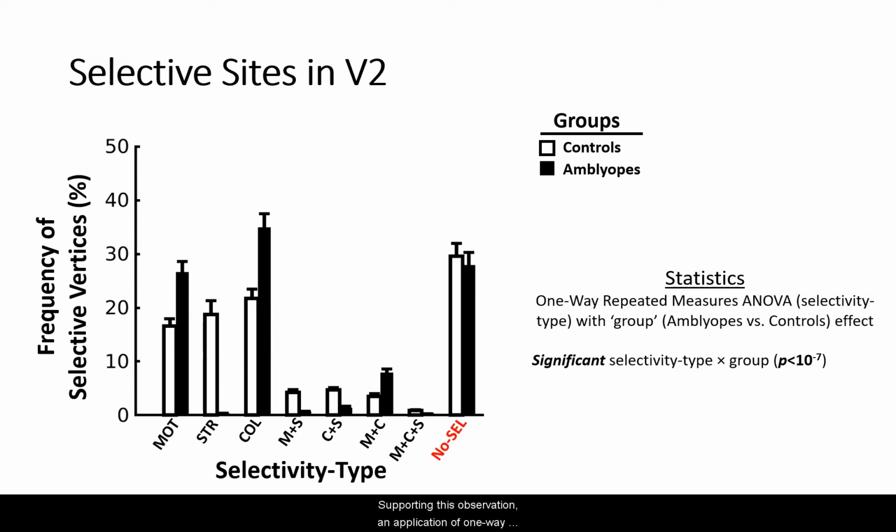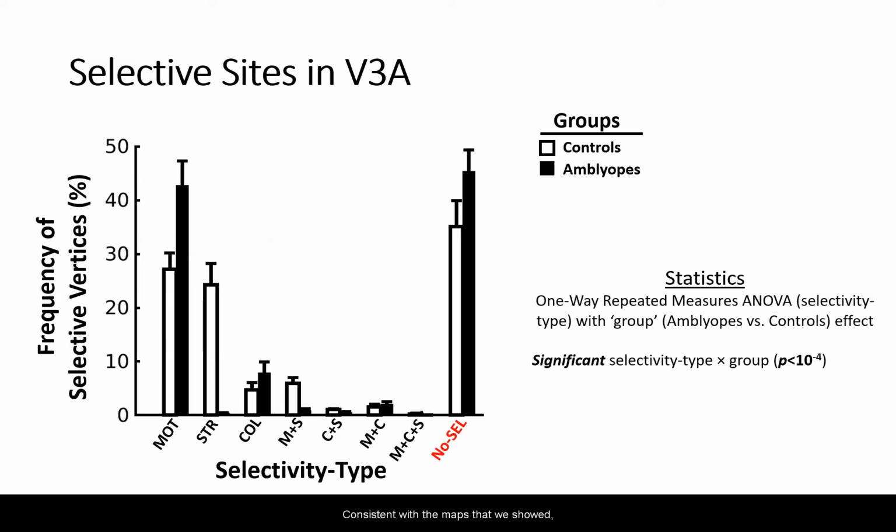Supporting this observation, an application of one-way repeated measures ANOVA yielded a significant interaction between effects of group and selectivity type. Similar results were also found in area V3. Consistent with the maps that we showed, area V3A in controls was mostly occupied by motion and stereoselective vertices. In amblyopes, we again witnessed a clear decrease in the number of stereoselective vertices, as well as an increase in the number of motion selective vertices. However, the change in the number of color selective vertices was comparably small.